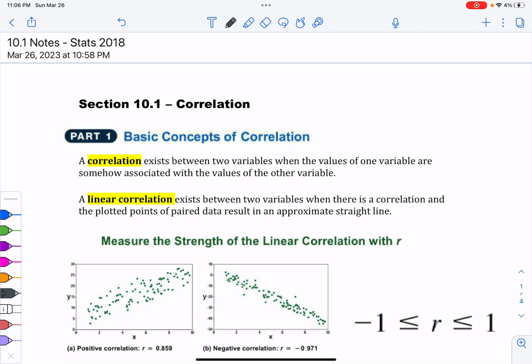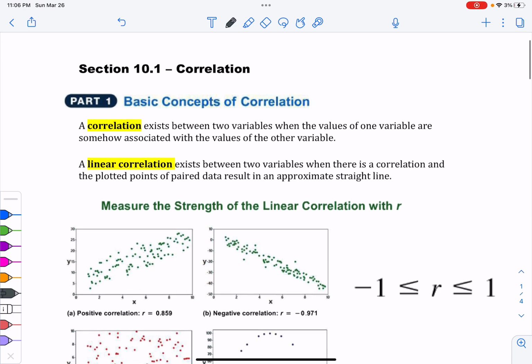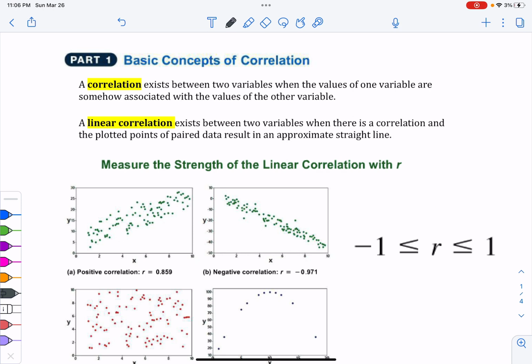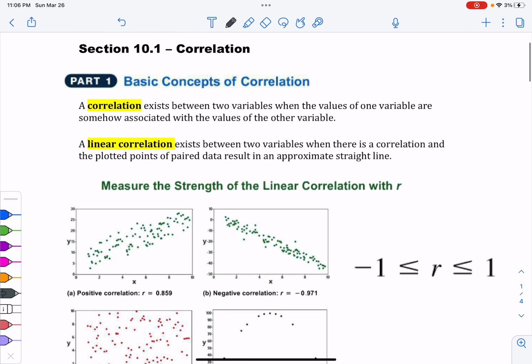Okay, stats. Starting chapter 10 today. I'm only going to get partway through these notes, and then we'll do a part B tomorrow when I'm in class. But chapter 10 is kind of talking about linear correlation.